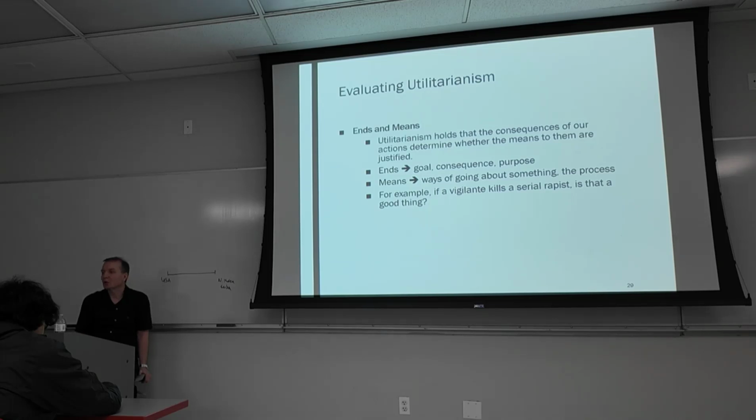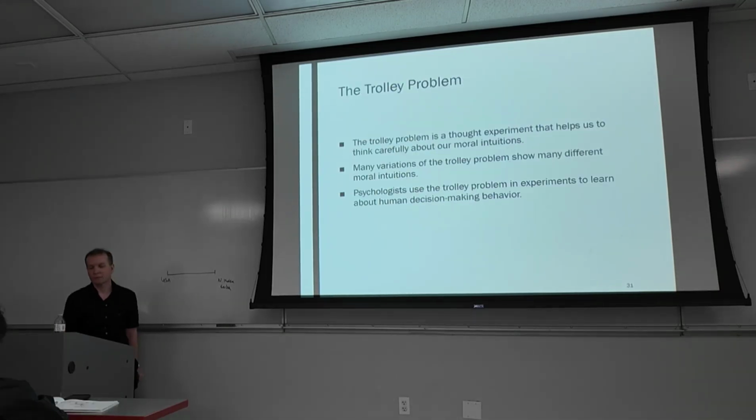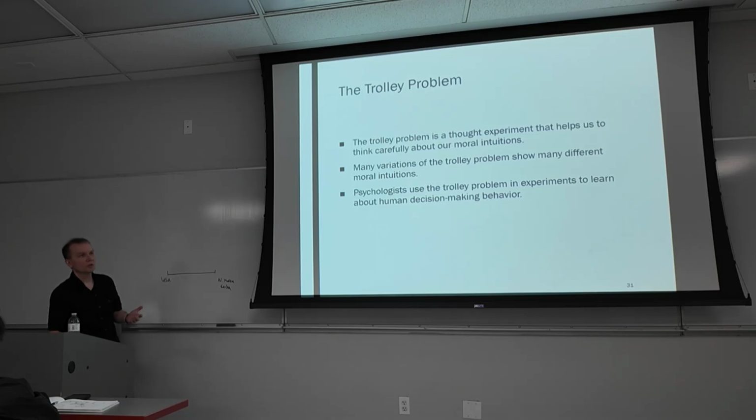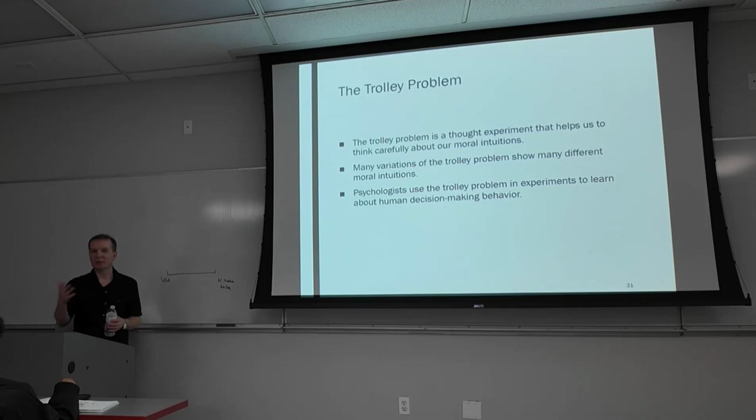Ends and means. Utilitarianism holds that the consequences of our actions determine whether the means to them are justified. The ends, the goals, the consequences, the purpose, versus the means, which are the ways of going about it. And that, again, seems like a bit of a problematic concept. So if a vigilante kills a serial rapist, is that a good thing? Utilitarianism is based on the consequences and on the act itself. So act utilitarianism talks about just whatever this specific act may produce. But then there are bigger consequences we can think of in terms of what if everybody starts doing it, right? And there is a difference.